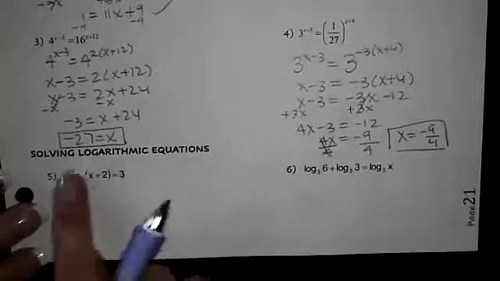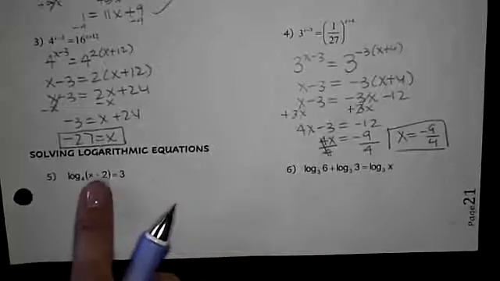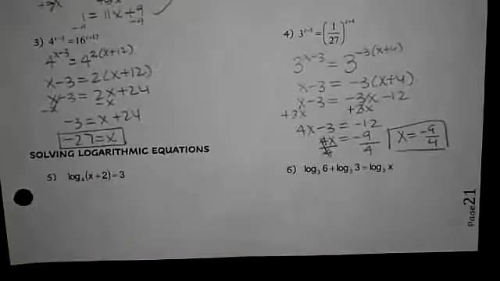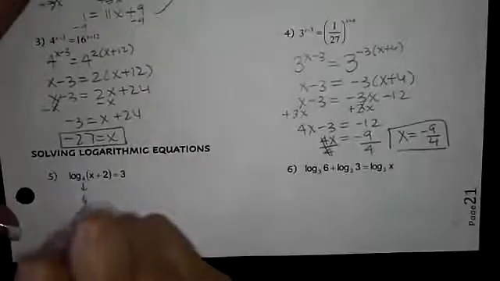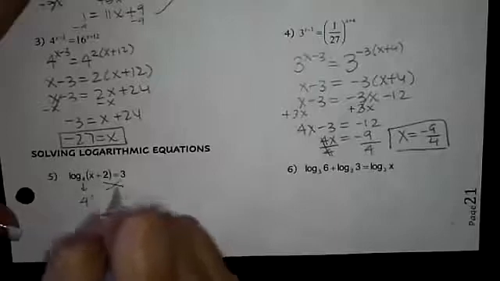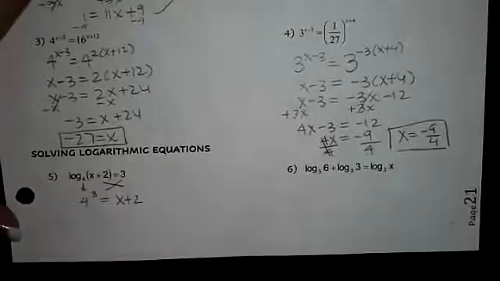In order to solve this one, I need to get the x out of the argument. The only way of freeing that x out of the argument is to change it to an exponential. So in this case, we're going to use that definition that we did on the first day of logs to change it to an exponential. So we drop that base, so that's 4, and we switch these. So that's 4 cubed is equal to x plus 2.